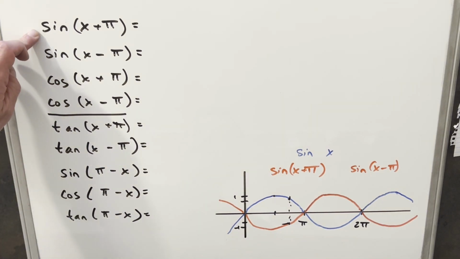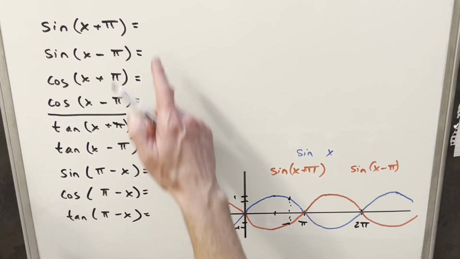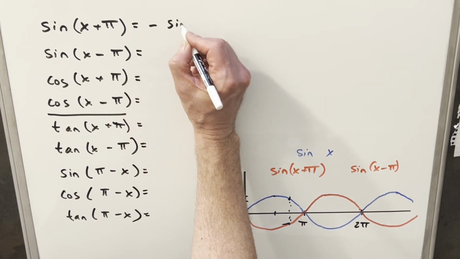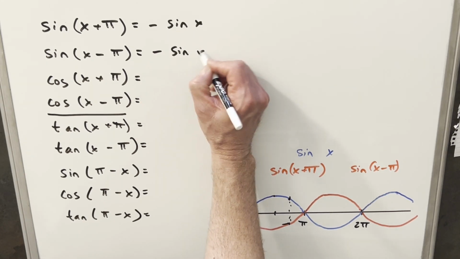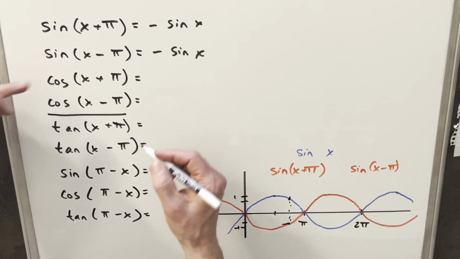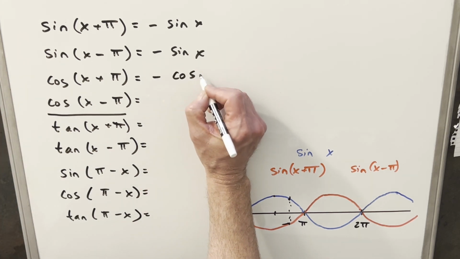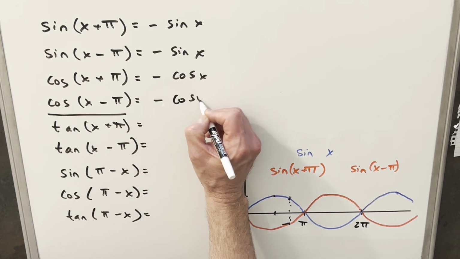So coming up here to our values of sine of x plus pi and sine of x minus pi that we have on this graph, sine of x plus pi is just going to be minus sine of x, and the same thing here, this is going to be minus sine of x. But now the exact same thing is going to be true for cosine. Cosine of x plus pi is just minus cosine of x. And then for cosine of x minus pi, same thing, minus cosine of x.